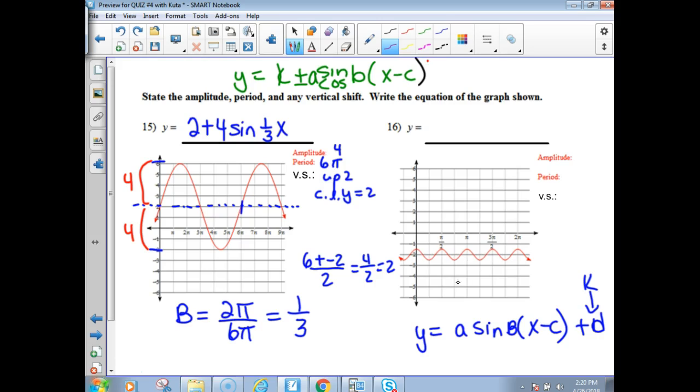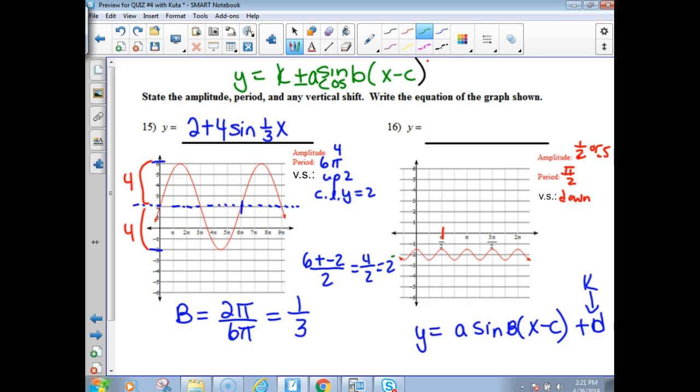Not much of an amplitude on that thing. I see that it maxes out at negative 1.5, and the minimum is at negative 2.5. So it's only got an amplitude of 0.5, or 1/2. The period: one cosine wave is happening in pi over 2 units. The vertical shift is down to negative 2.